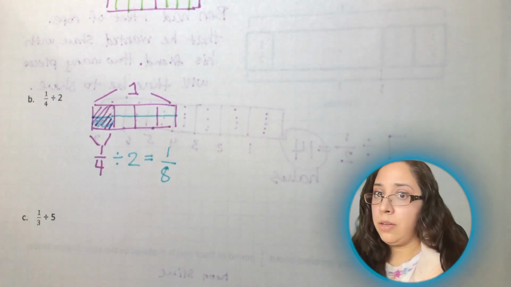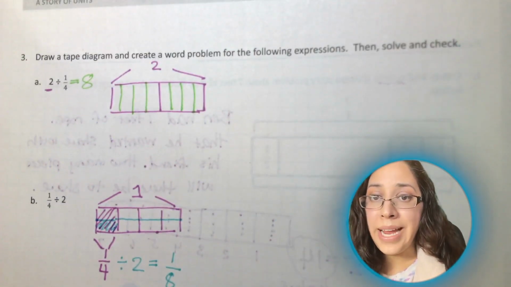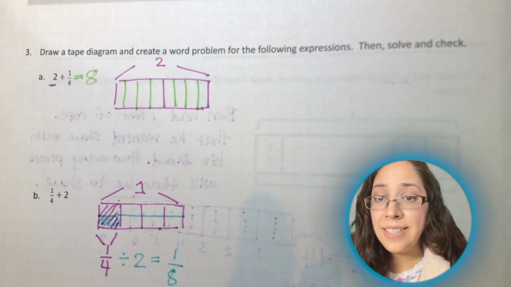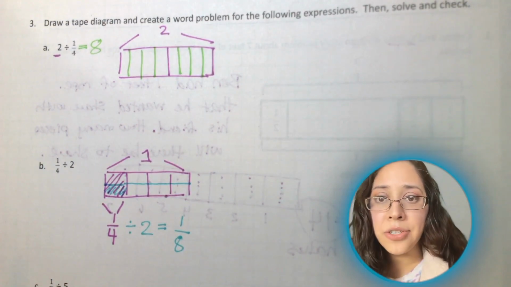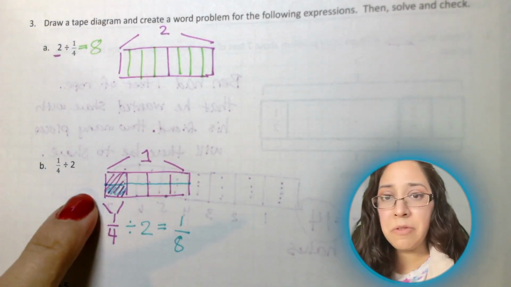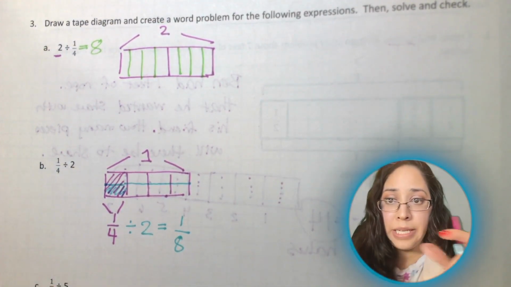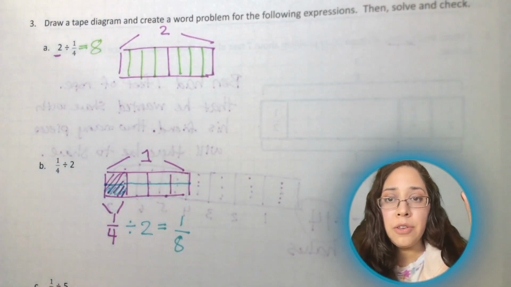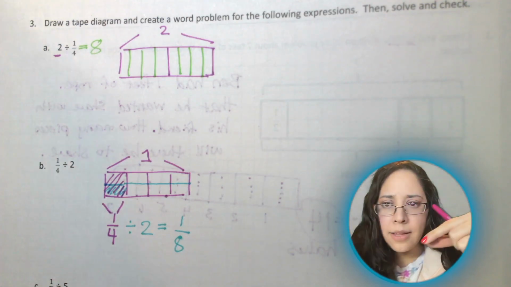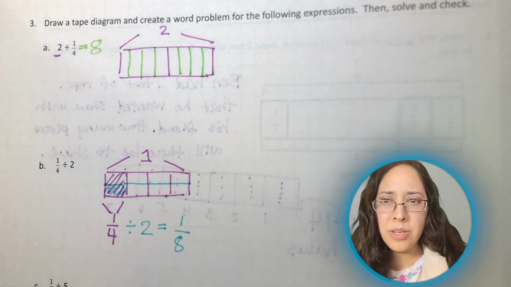Unlike before where we had 8 total, the difference is, where are we starting? Are we starting with a whole or are we starting with a fraction? Because we're starting with a fraction and we're splitting it more and more and more, your number is going to get smaller. If you're starting with a whole number and then you're looking at the pieces that you can make, that number is going to get bigger.